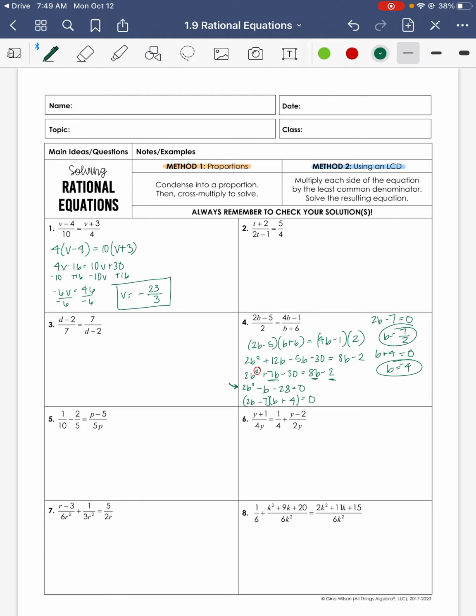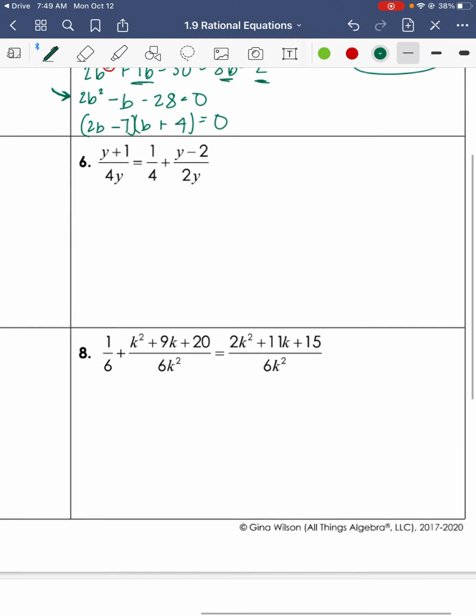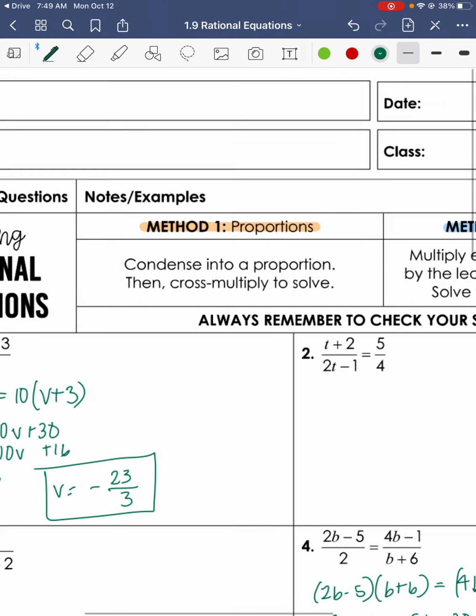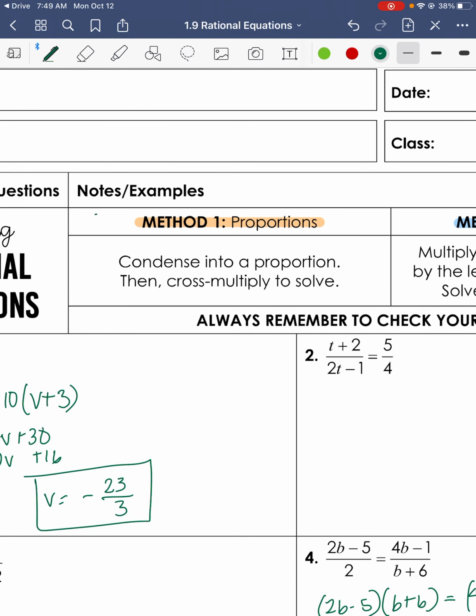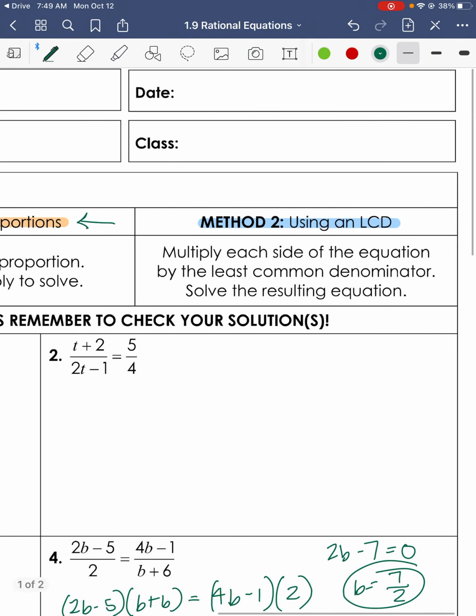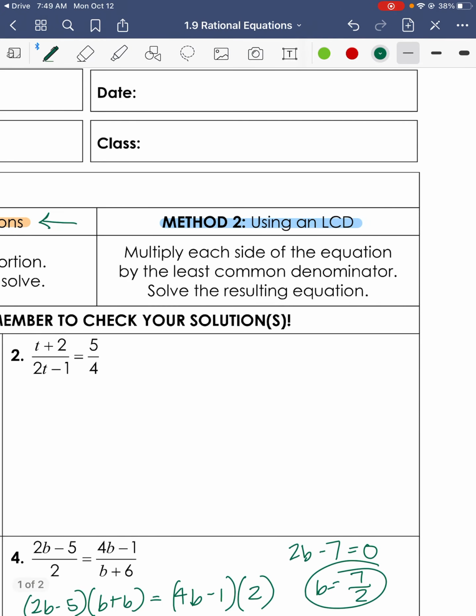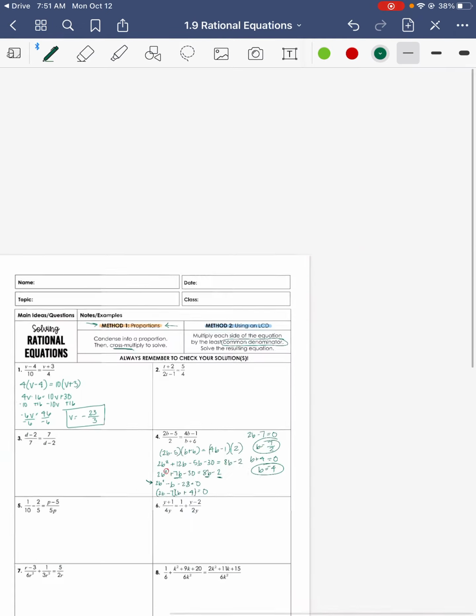And let's just do one more. Let's look at number 8, just because this one looks really complicated. So we have been using the proportions method here, where we're just multiplying each side by the other side's denominator, which is the cross multiply part here. So let's look at using least common denominator here. We'll find a least common denominator and multiply the entire equation by that LCD.